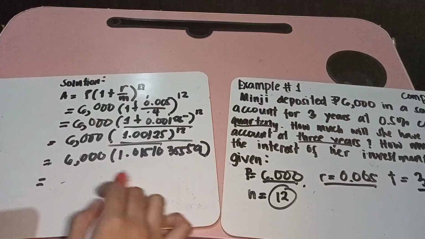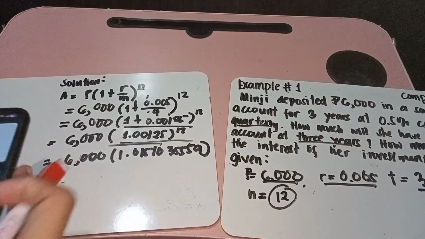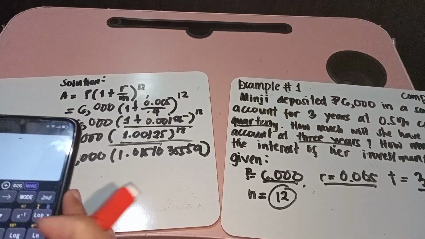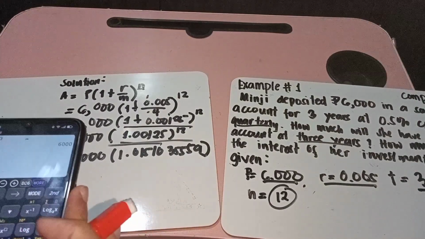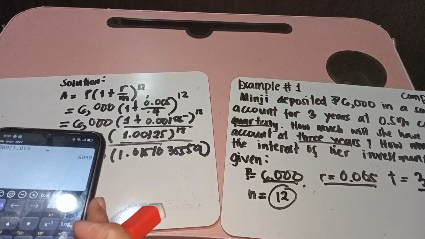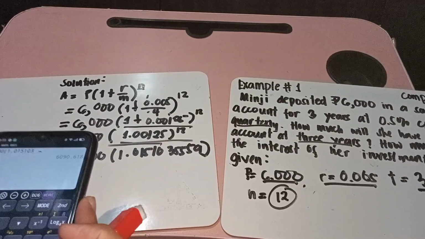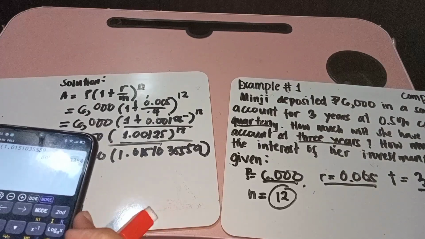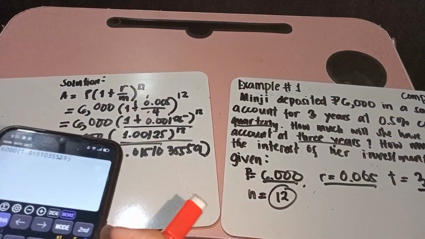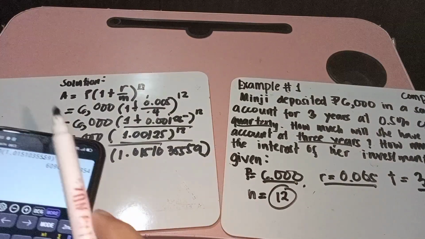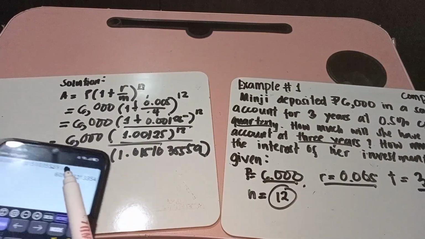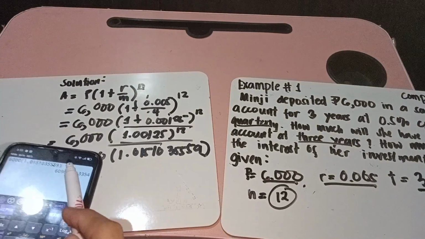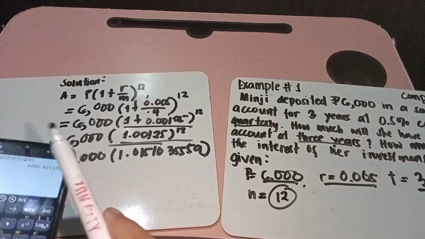times natin itong 6,000 and then 1.015103555. So here we have 6,090 pesos point 62.